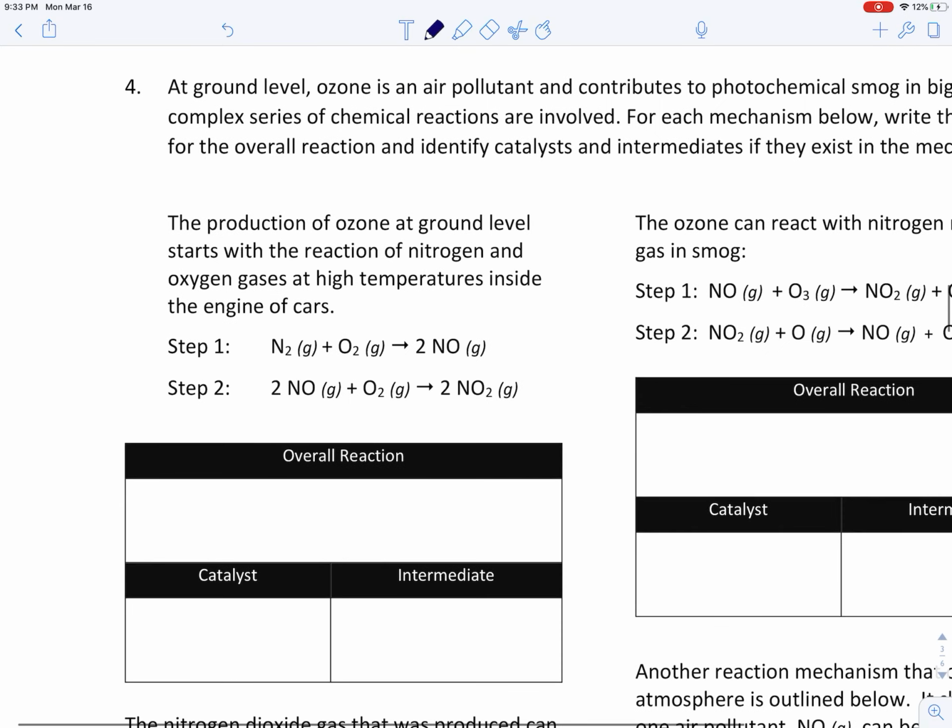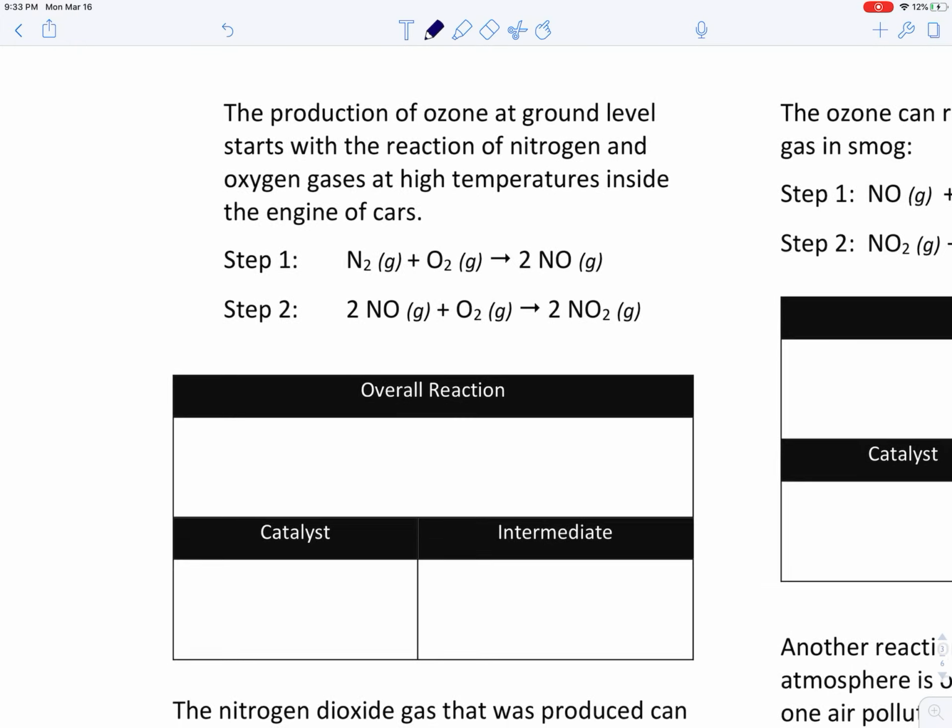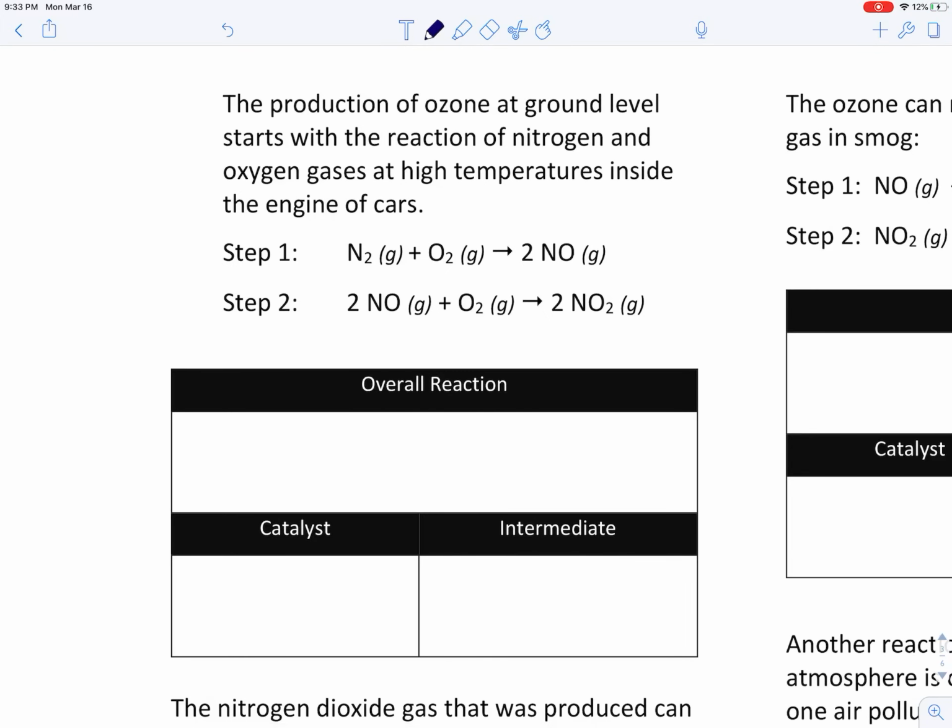All right, in this next question, we're going to be looking at several different reaction mechanisms, and our job is to figure out the overall reaction, identify a catalyst, and identify intermediates if they exist. So in this first mechanism, you can pause the video and try it yourself.